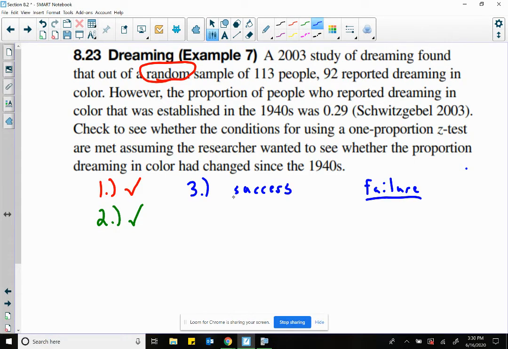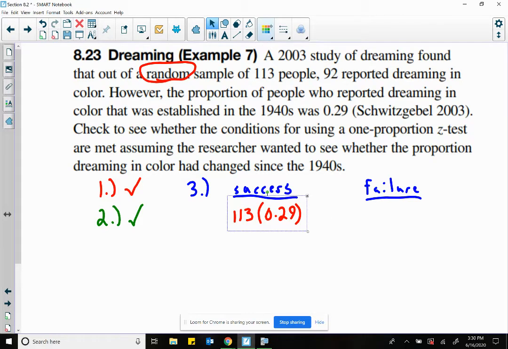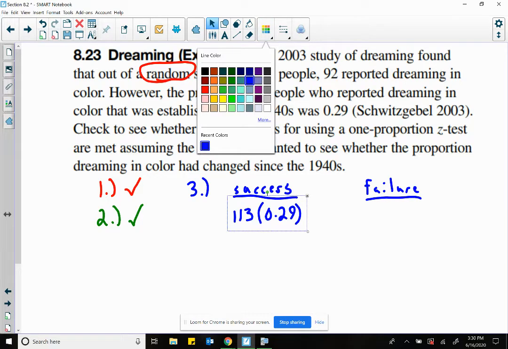And we need to make sure that we have at least 10 successes and at least 10 failures. If we don't, then we don't do hypothesis testing. Okay? So we want to take 0.29 and multiply that by 113 times 0.29. I need that to be in blue. Blue. There we go.